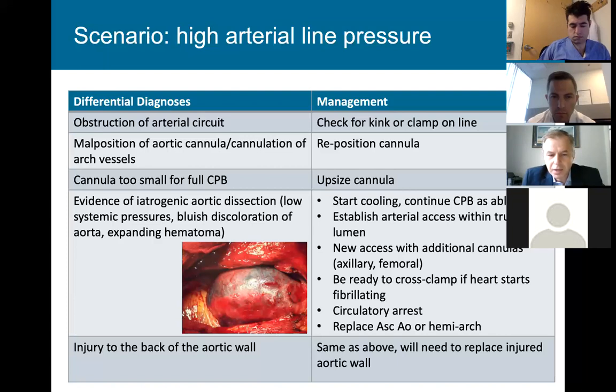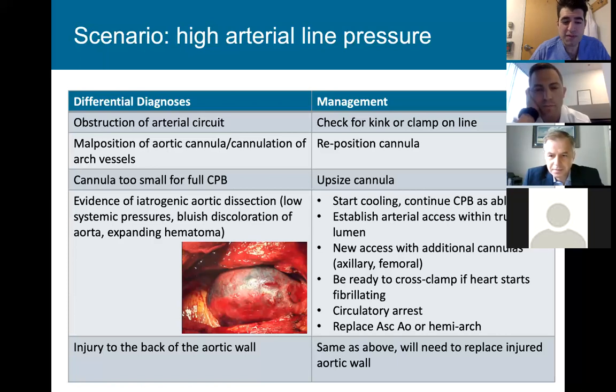But if you have a high pressure in the aorta, like George was saying, you give back volume, you leave everything as it is, and you cannulate either femoral or axillary, and you do totally different operations. So it depends where the dissection comes from. If it comes from cannulation, you cannot use that. And you don't pull it out.